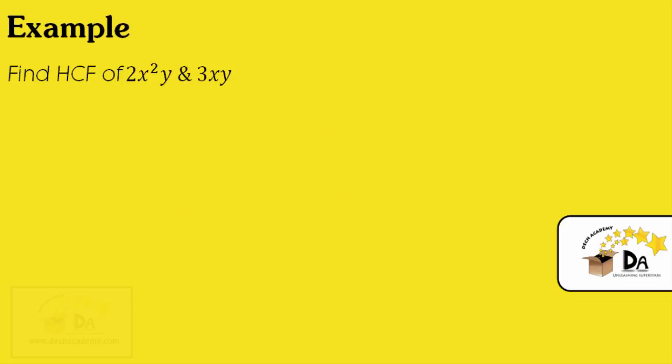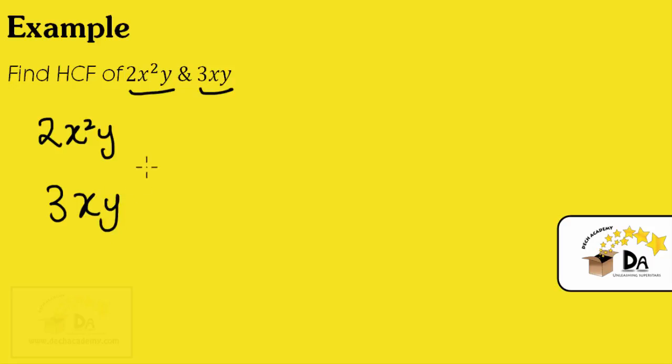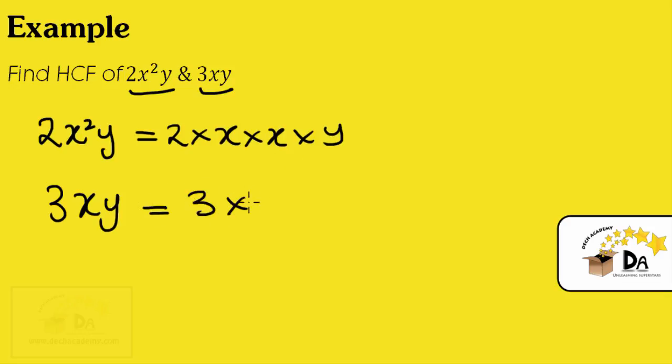Now here's a slightly more challenging example. We're required to find the HCF of the following terms: 2x squared y and 3xy. So let's write them out as products of their prime factors and the variables. Now 2x squared y is 2 times x times x, so x squared is x times x, and then times y. 3xy is 3 times x times y.